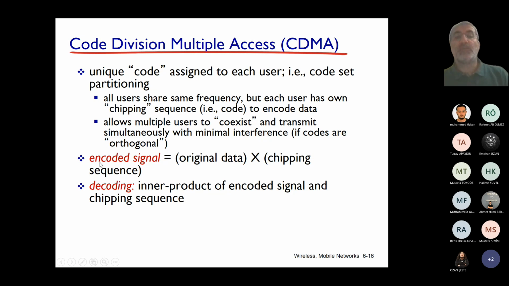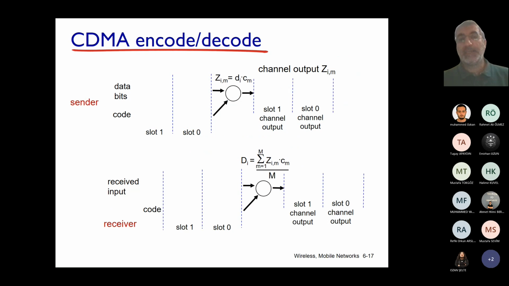At the transmitter side, we encode the signal as follows. We have the original data, which can be text, video, or voice. We multiply it with the chipping sequence. At the receiver side, there's a decoder, and the decoder is going to extract this original data by the inner product of the encoded signal with its own chipping sequence. Let's give an example when we have one single sender and one single receiver.